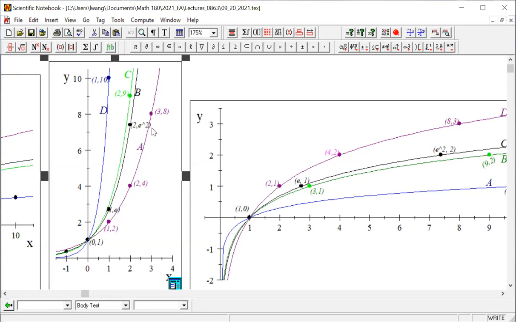Obviously, all these are in the same family, right? They have much in common. What do they have in common? They have the same domain, same range, same y-intercept, same x-intercept, which doesn't exist. But each one individually has its own specific details, right? The devil is in the details.